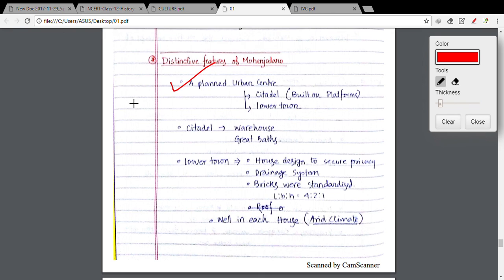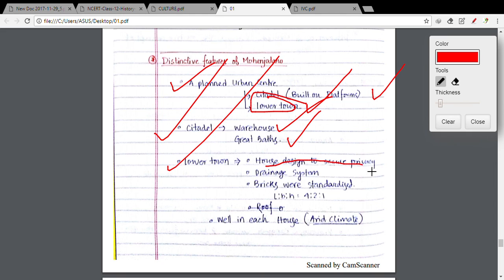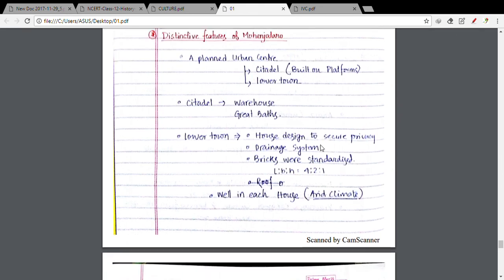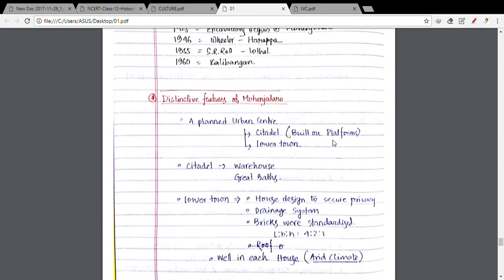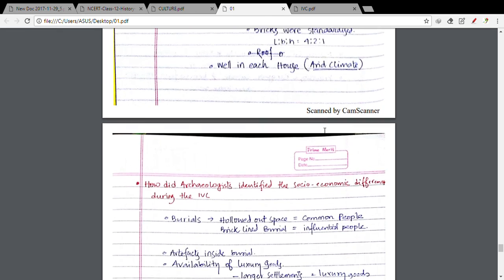First, a planned urban center which contains a citadel which was built on platforms. That's why they were higher, but they were a smaller part of the city. There was a lower town which contained most of the people. A citadel contains a warehouse and great baths, both of which give a great idea about the town planning. In the lower town, the houses were designed to secure privacy, there was a drainage system, and the bricks were standardized in length, breadth and height with a ratio of 4:2:1. There were wells in each of the houses because of the arid climate. Now these are the important distinctive features of Mohenjo-daro.